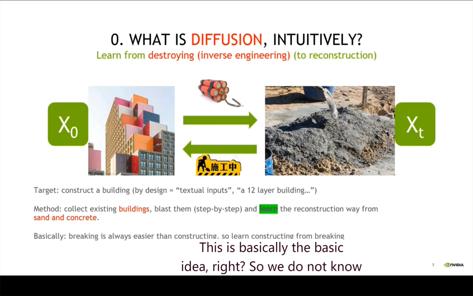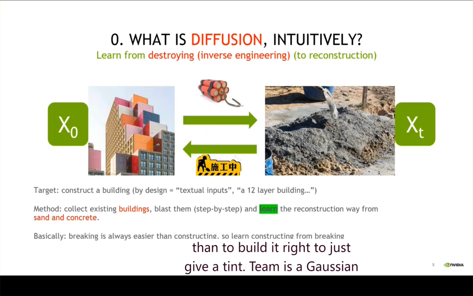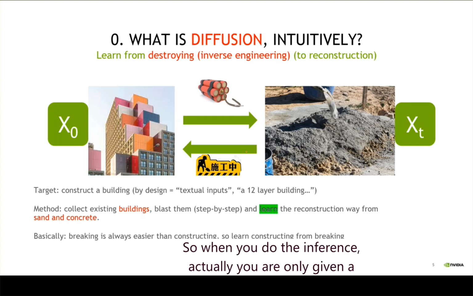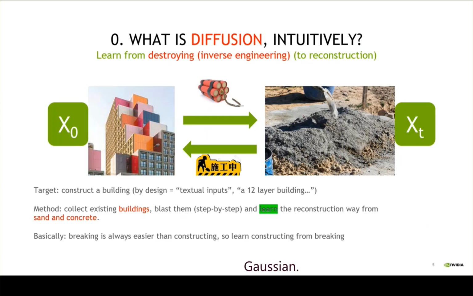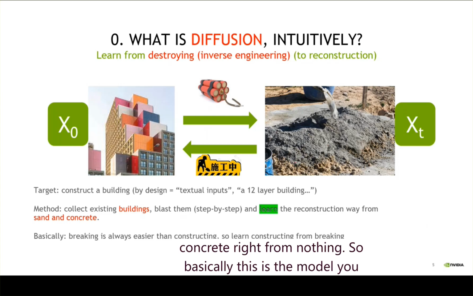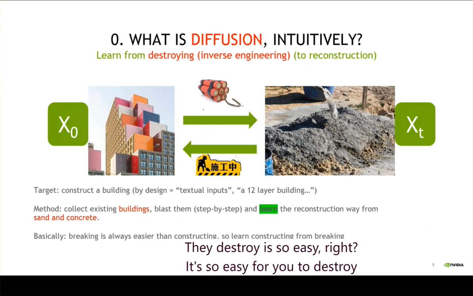We do not know how to construct a building at the beginning, but we always know how to destroy it, right? It's easier to destroy something than to build it. TNT here means Gaussian noise. You put a lot of noise into an image, and every time you put in noise, you observe the consequent change of the image, until maybe after 1,000 times, it turns into nothing but noise. When you do inference, you are only given Gaussian noise, and we want to recover the building from the sand and concrete, from nothing. So basically, this is the model we want to learn. To destroy, we do not need to learn anything. Destroying is so easy, right?